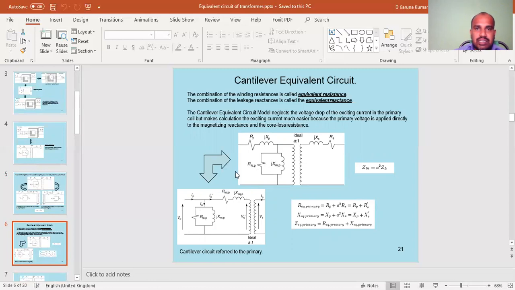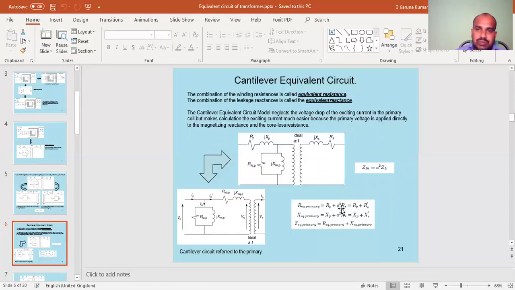Okay, this approximate circuit model neglects the voltage drops due to the exciting current in the primary coil, but it makes the calculation of the exciting current much easier, because the primary voltage is applied directly to the magnetizing reactance and core reactance. Finally, the equivalent resistance referred to the primary is the primary side resistance plus the secondary side resistance.